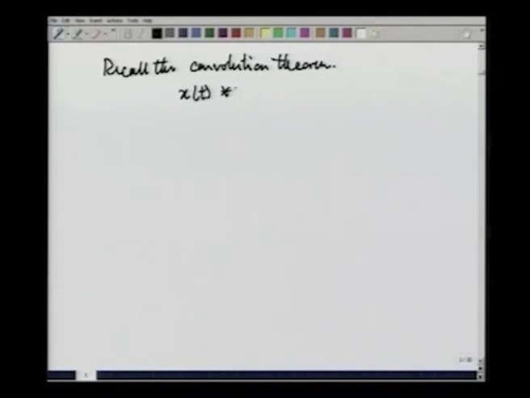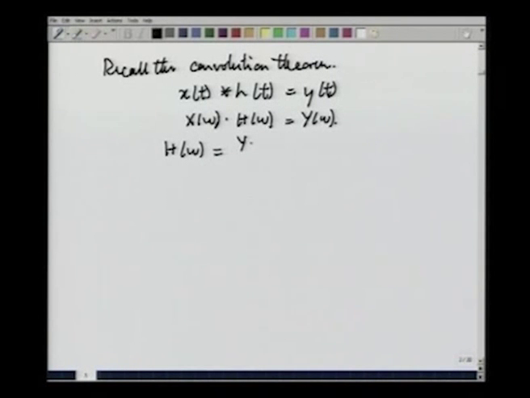Now, let us go on. Recall the convolution theorem. It said that if you had an input x t and an output y t of a linear time invariant system with impulse response h t, then the complete transformation of the following expression x t convolved with h t equal to y t was that X omega times H omega equals Y omega. This is the transformation of that equation. But from this it follows that H omega can be written as Y omega by X omega.